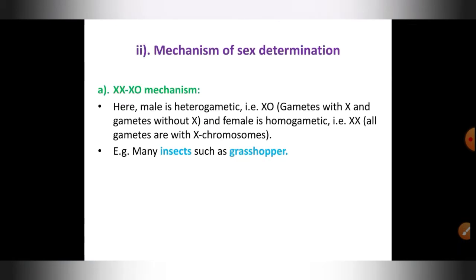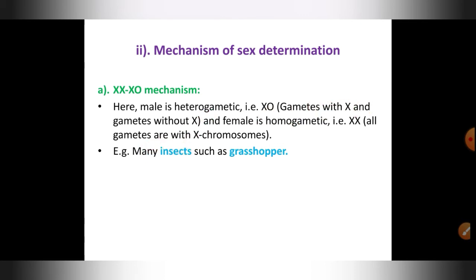Then we'll start with the mechanism of sex determination, depending on the chromosome. First is the XX and XO type of mechanism. Here the mechanism is a type where the male is heterogametic. That means the male has two types of gametes. One is with X and in the other the gamete is absent, hence only the X chromosome is present. Gametes with X and gametes without X.